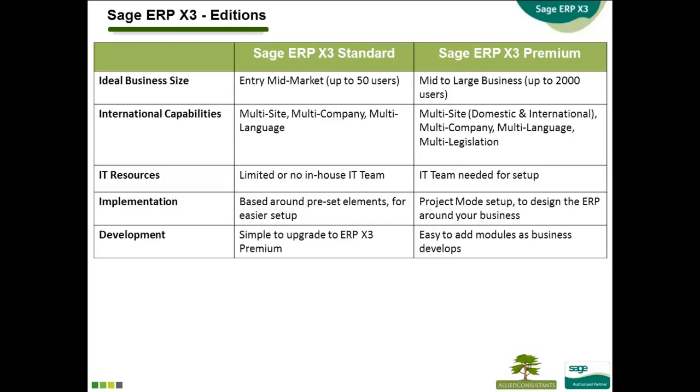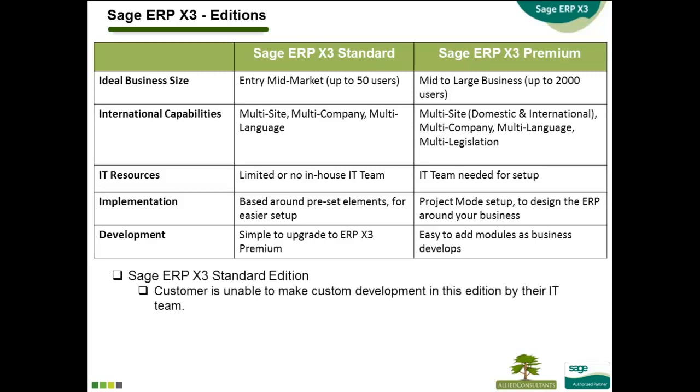Sage ERP X3 Standard Edition is suited to organizations with up to 50 employees as simultaneous users, while the Premium Edition is designed to handle the requirements of mid to large size companies. Often larger businesses need to integrate their operational processes across domestic and international locations, so an enterprise-capable piece of software is required. Sage ERP X3 Premium Edition can be supported by an IT team throughout the setup process to support international setup, helping to ensure that the organization can continue to work efficiently in several locations.